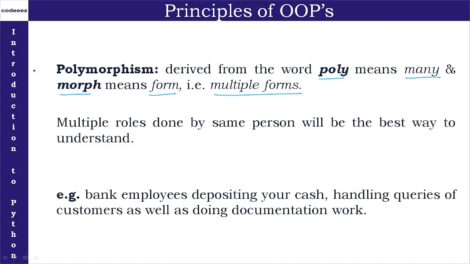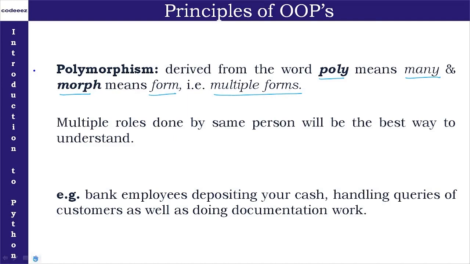Means the same employee at one time is performing one task and at another time is performing another task, whatever is being asked by you. This is what is known as polymorphism. That is, multiple roles are being played by the same person, right? So this is how polymorphism works.